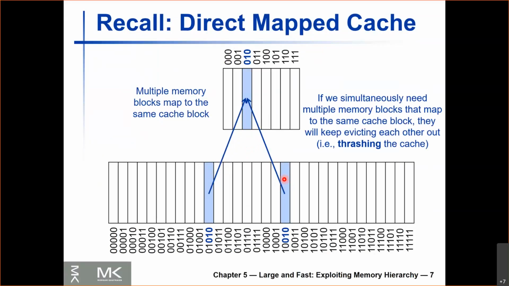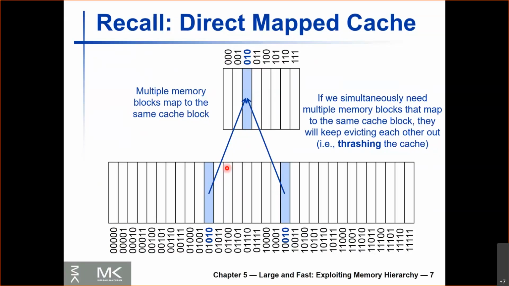So if a program needs both of these blocks together frequently, what's going to happen is I'm going to keep bringing one into the cache, then I'm going to evict it to bring the other one, then I'm going to evict the second one to bring in the first one, and I keep doing that. And what we call that is thrashing. So when we're in a situation where we have blocks that conflict and we keep bringing them in and out of memory, we call this thrashing, and this really hurts our performance.